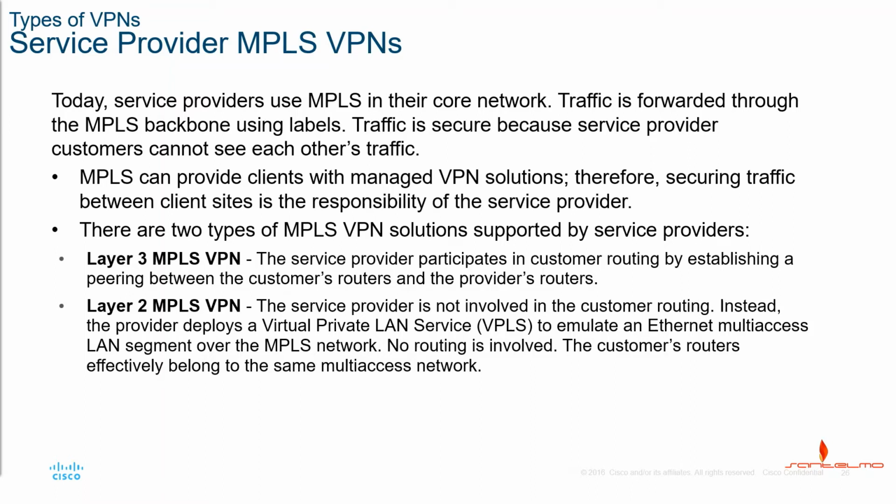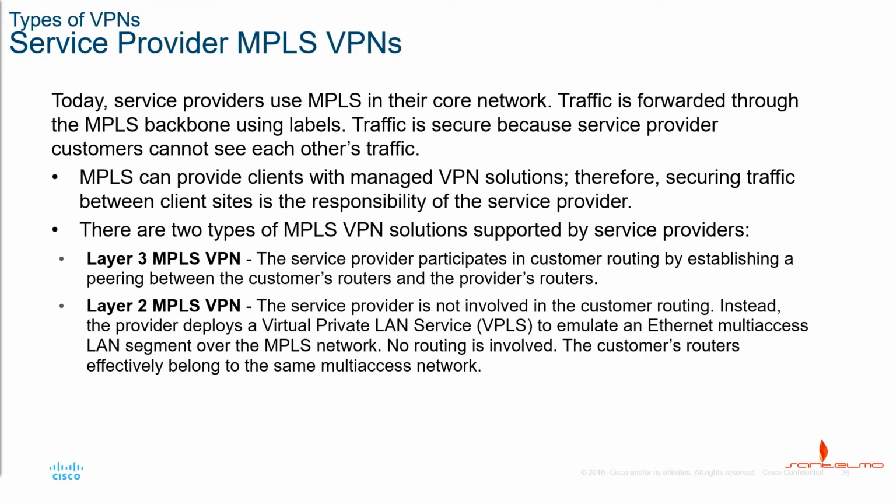Okay, the next type of VPN is service provider MPLS VPNs. Traditional service provider WAN solutions such as leased lines, Frame Relay, and ATM connections are inherently secure in their designs. We talked about this technology in the previous video. Today, service providers use MPLS in their core network. Traffic is forwarded through the MPLS backbone using labels. The traffic is secure because service provider customers cannot see each other's traffic.